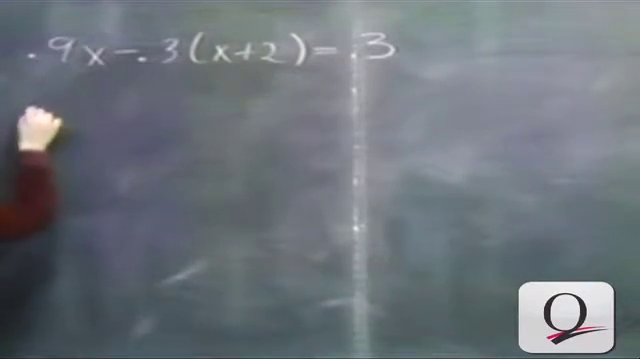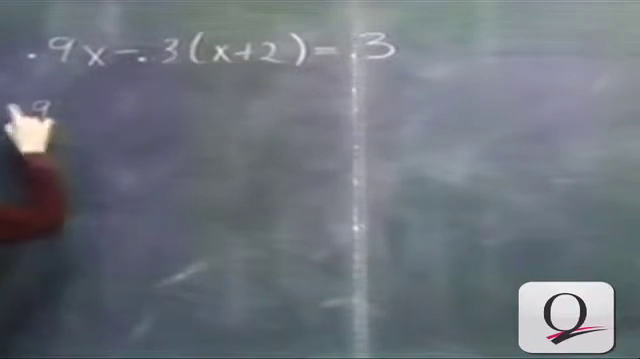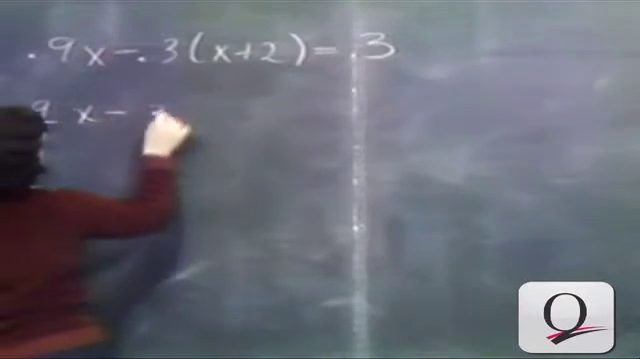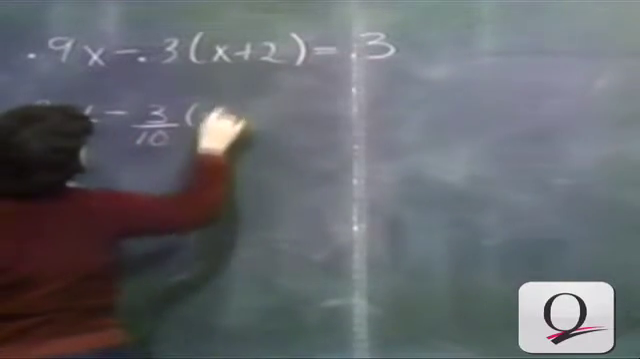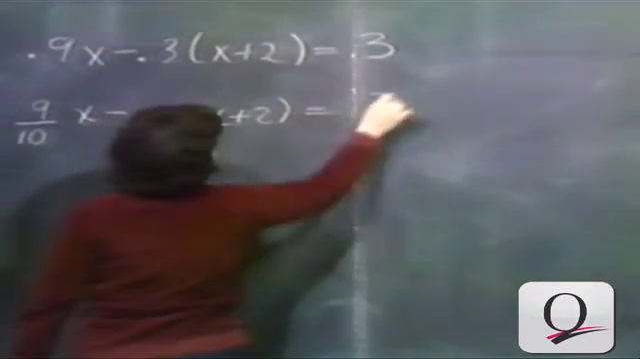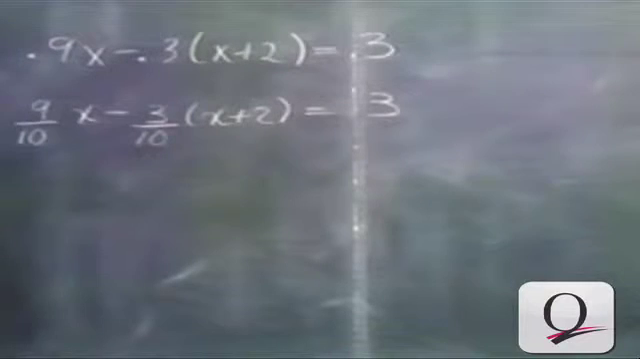OK, now, turning this into a problem with fractions, 0.9 is the same as 9/10. 9/10 x take away 3/10 times (x plus 2) equals 3. Okay, now if there were fractions, it would be no problem. Everybody would know that you'd have to multiply both sides of the equation by 10.